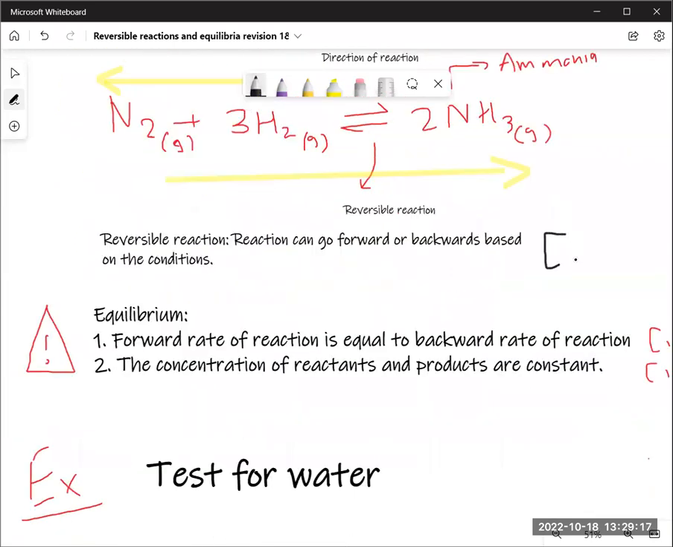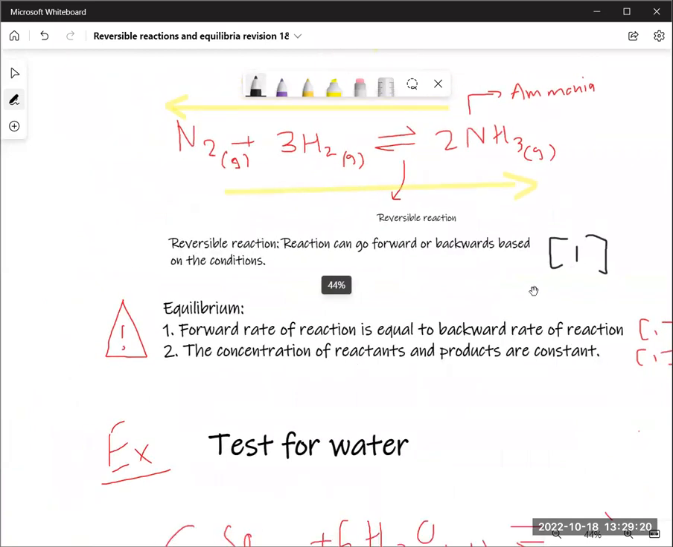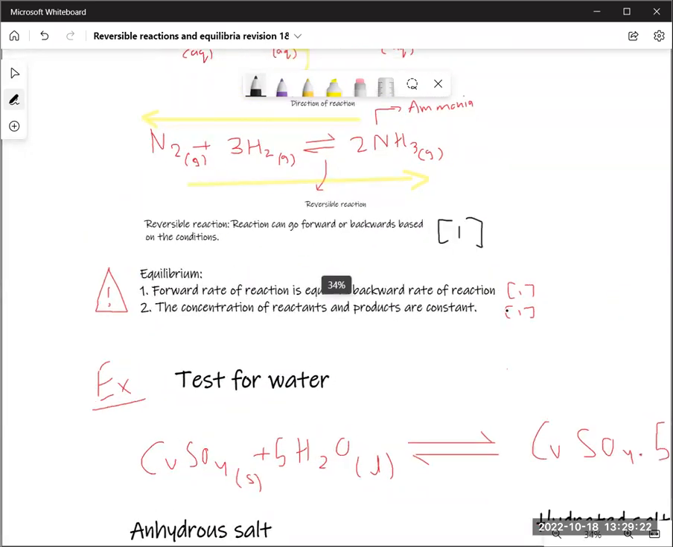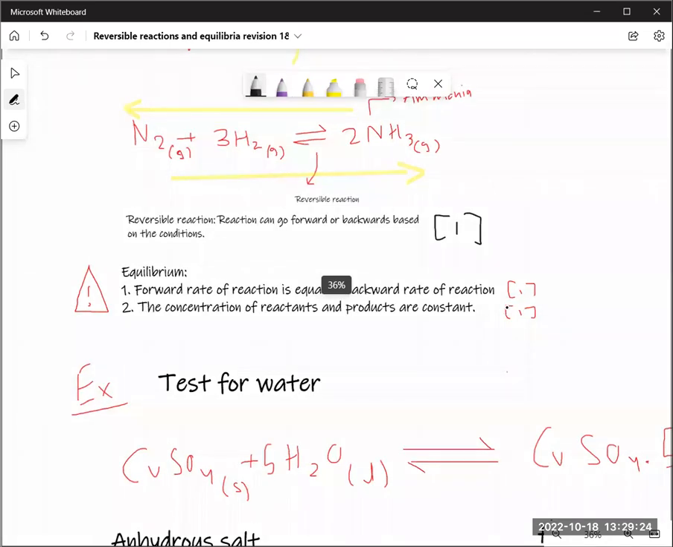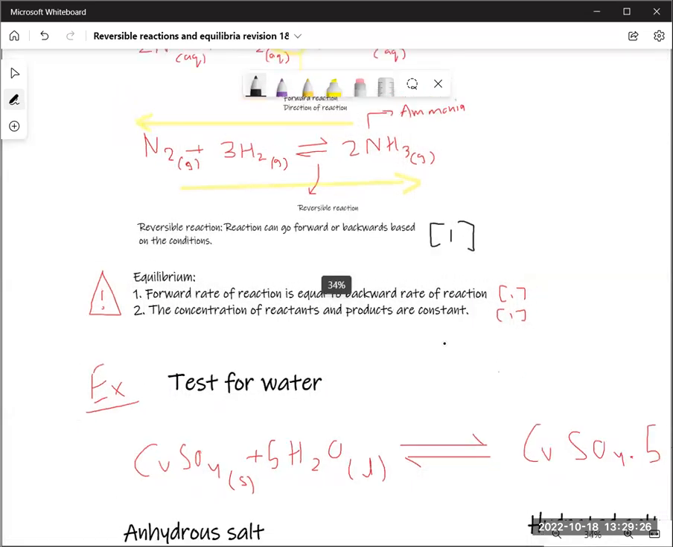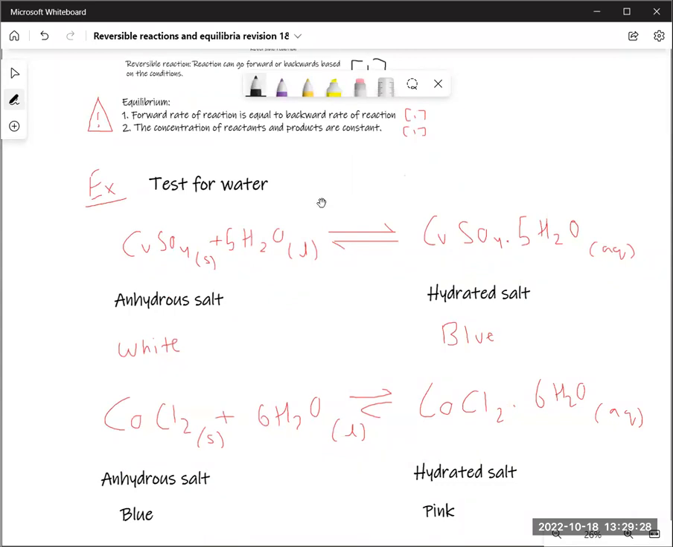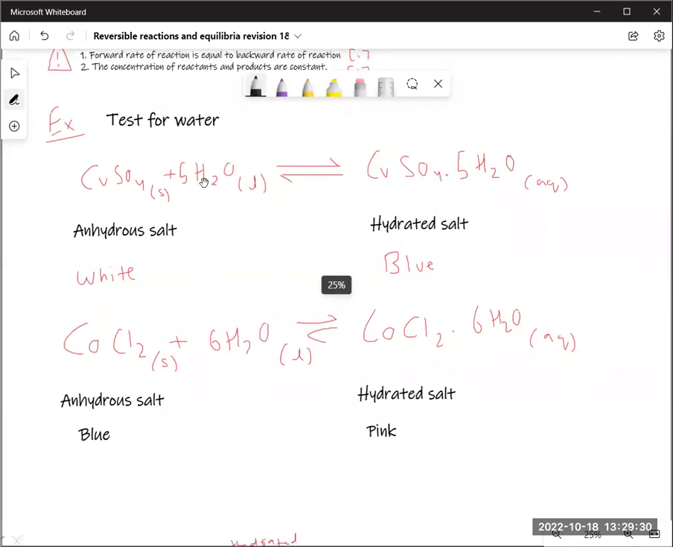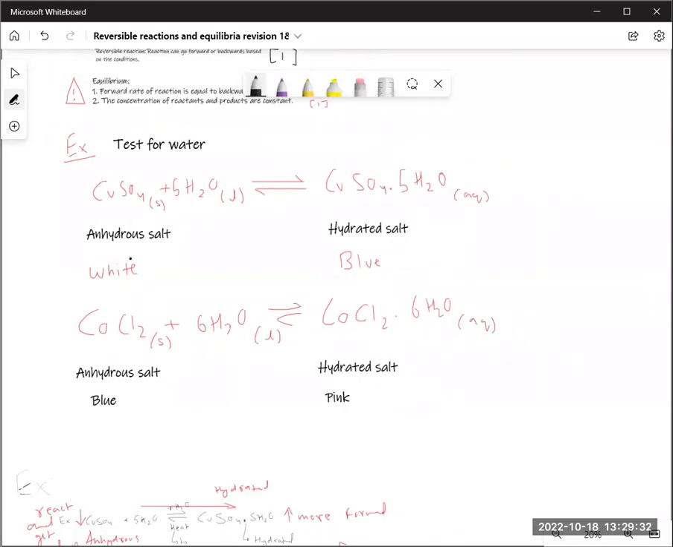So 1 mark in the exam: what are reversible reactions? Now we look at what is the meaning of equilibrium. That's always 2 marks and it will be guaranteed to be asked. Now, test for water: we looked at how anhydrous turns hydrated, how the color changes from white to blue. Our cobalt chloride solid, the anhydrous salt, is blue, and the hydrated salt with water of crystallization is pink.